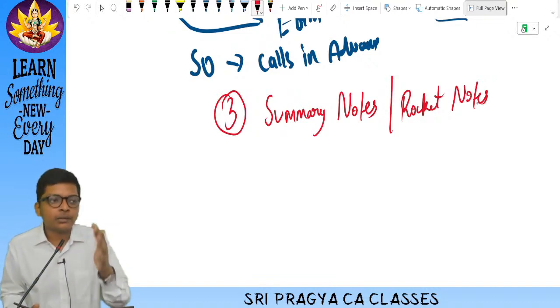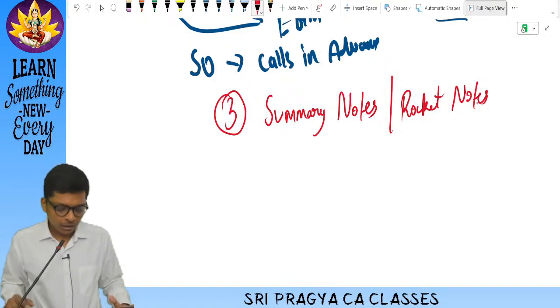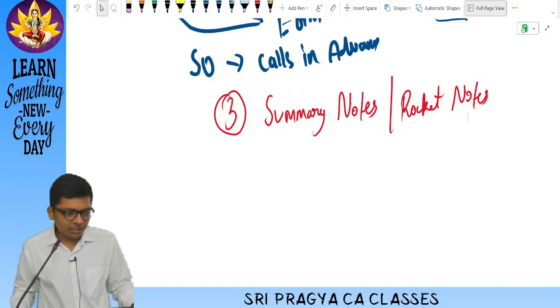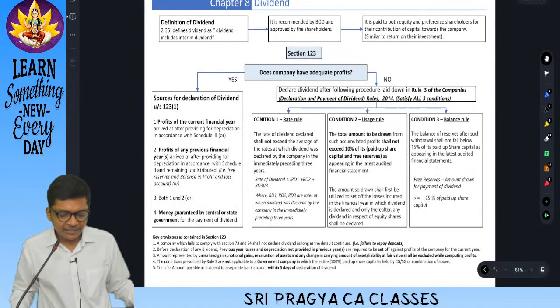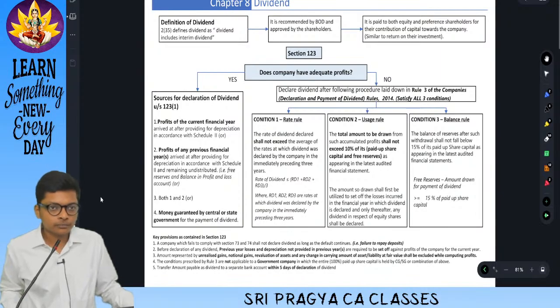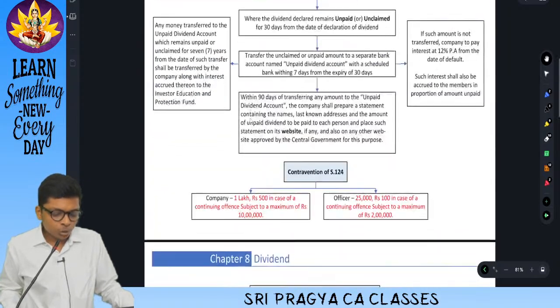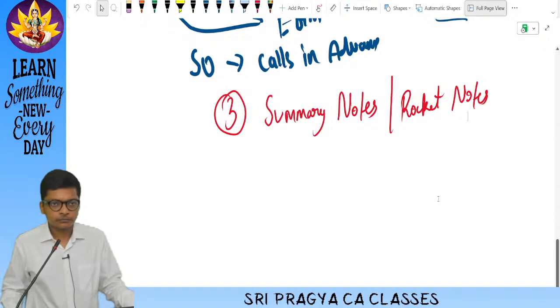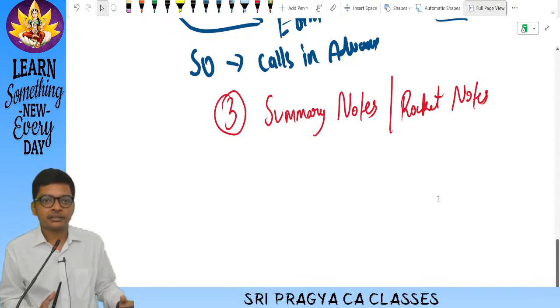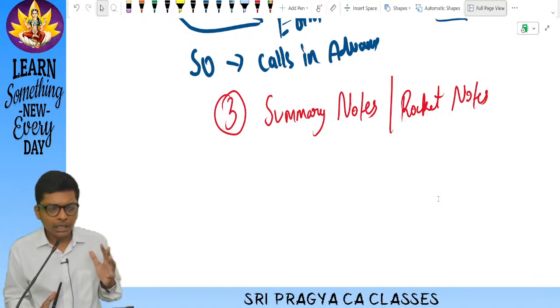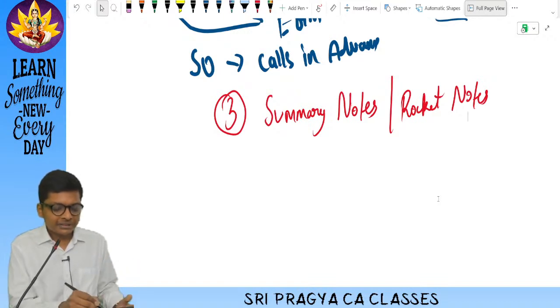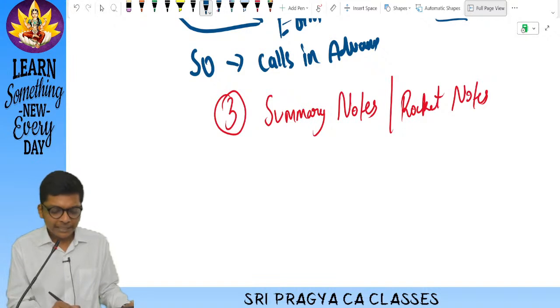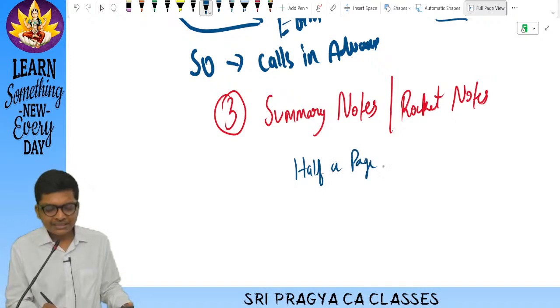Additionally, you have to do a little more. For example, I'll just show you without even taking the chapter. We have a chapter called Dividend. This is how our material will look. It runs into 1, 2, 3, 4, 5 pages. In our book, the ICAI study material, 10 pages minimum, more than 10. Are you following? You have to summarize that chapter in half a page, or let's say one side of a notebook.